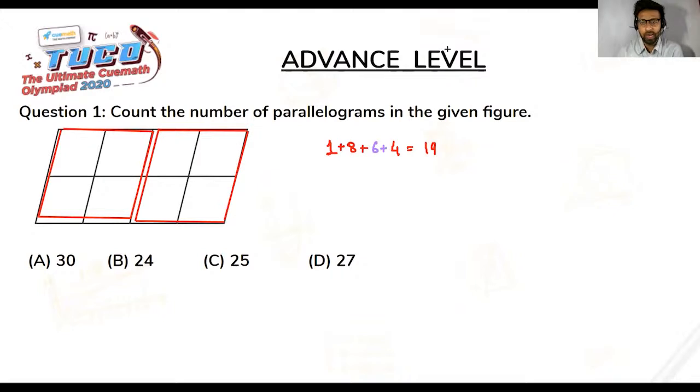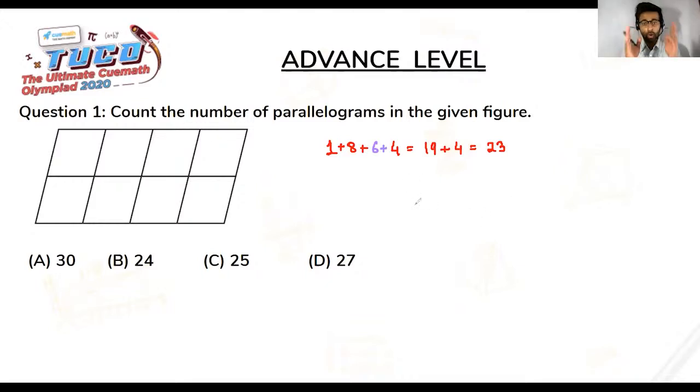What you need to be very careful about is whether you are adding up the same parallelogram again and again. You need to make sure you are not doing that to avoid mistakes. So let's add up here. I had four of them, right? So 19 plus 4 gives me 23 as of now.